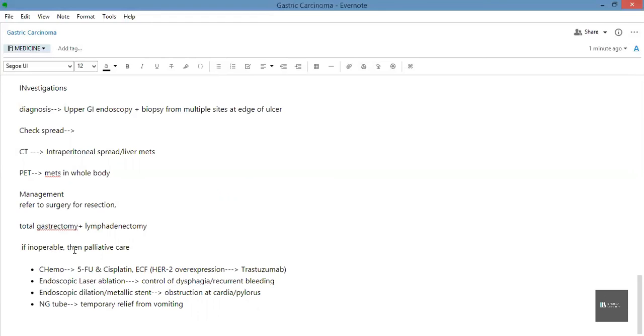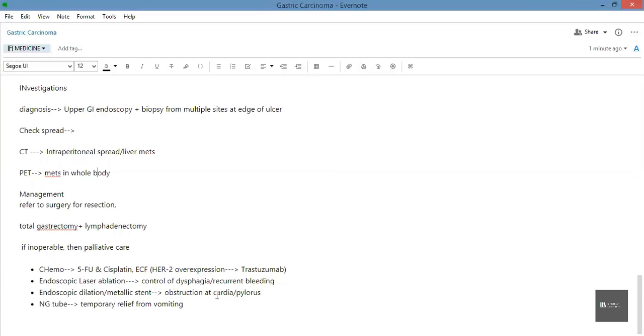If it's inoperable, then they're probably going to send it back to medicine, or they're going to refer them to the oncology department, where they will give them chemo, 5-fluorouracil and cisplatin, and for HER2 overexpression, if the tumor has a HER2 overexpression, trastuzumab is a good drug to use. If there is dysphagia or recurrent bleeding, the patient may have to undergo endoscopic laser ablation therapy.